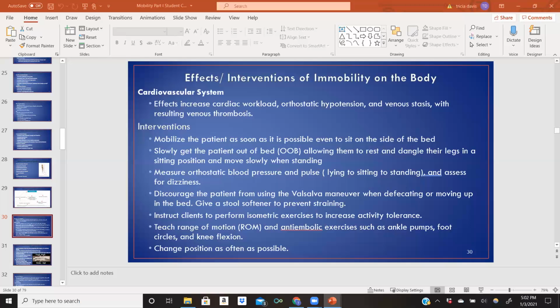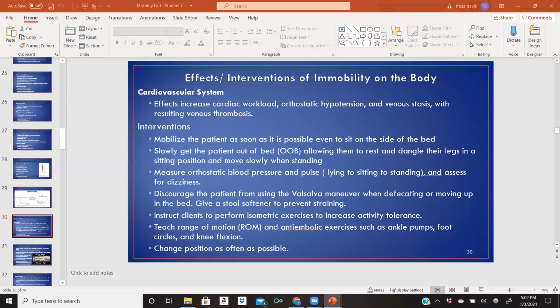You want to discourage the patient from using the Valsalva maneuver when defecating or moving up in the bed. So that feeling that you have when you're trying to have a bowel movement, that pushing down, that can cause the patient to pass out. We call that the Valsalva maneuver. Give a stool softener to your patients to prevent them from straining.